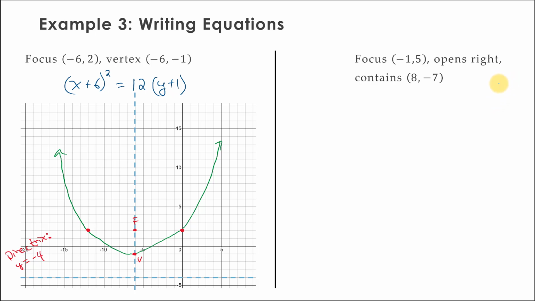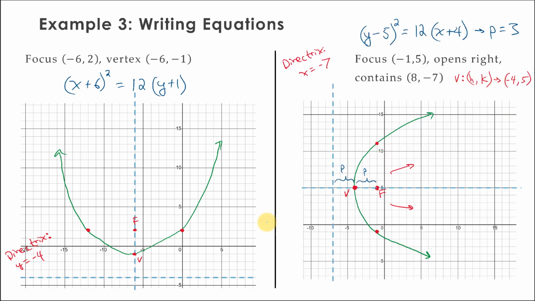Again, we have our vertex, our focus, and our distance of p in between the two. Once we have that p distance, we can find our directrix, and then we can plot some points. We know which way it opens, and it contains our point (8, -7), and so yeah, we're good to go.